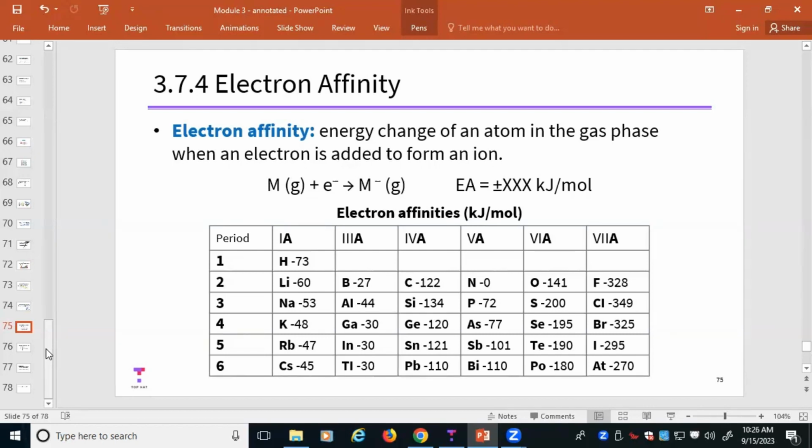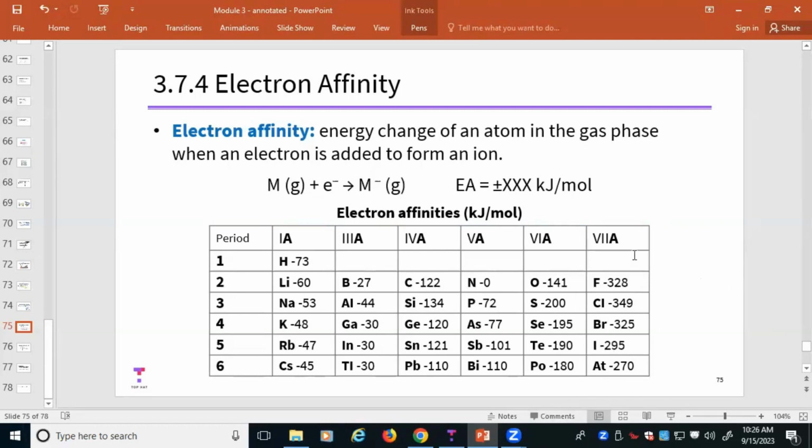And for the most part, there aren't a whole lot of great trends that exist. Most electron affinities are negative, meaning that when we add that electron, it does release energy. However, there isn't a whole lot of great trending that goes on, other than we can point to that there are some groups that are more likely to accept an electron than others. And if we think about it from an electron configuration standpoint, it makes sense.